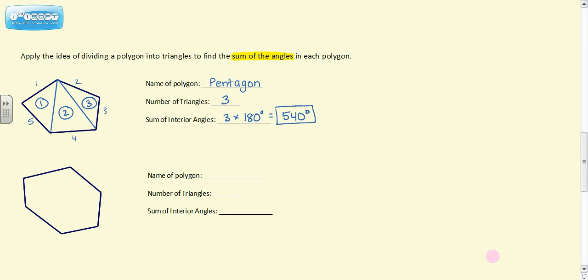The next polygon here has 1, 2, 3, 4, 5, 6 sides, and is called a hexagon. Using the same process, I'm going to take one vertex and divide this polygon into triangles. And here we have 1, 2, 3, 4 triangles. So the sum of the interior angles is therefore 4 times 180 degrees, which gives me 720 degrees.